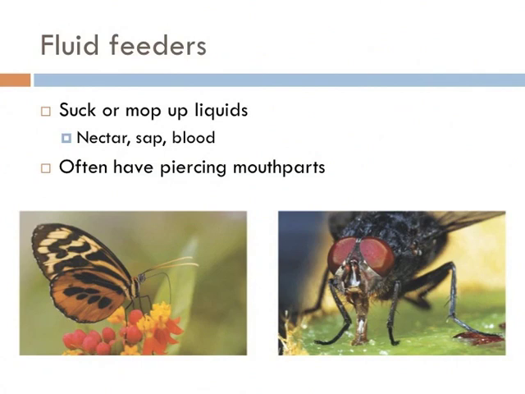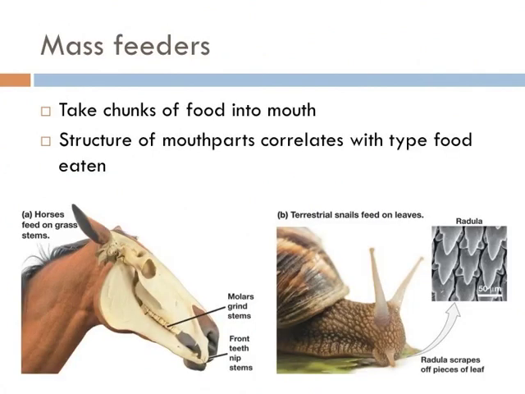Flies do this. That's why a horsefly, whenever it bites you, it hurts. But the fly is actually just mopping up the blood with the tongue, and it needs to get through your skin in order to get to the blood. Humans are mass feeders.